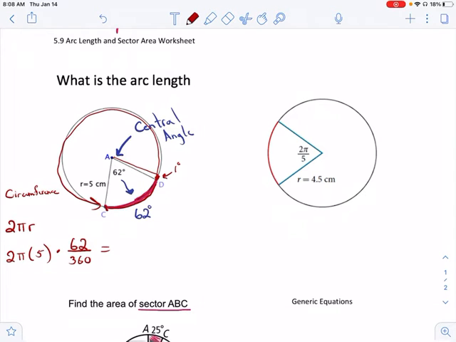And if I plug this into my calculator, I'm just going to say 2 pi times 5 times 62 divided by 360. I end up with 5.410, but I'm just going to leave it as is. And this is in one-dimensional space, so I would say centimeters. And if I compare that to my radius, that seems about right. Okay, so my radius was 5 centimeters.